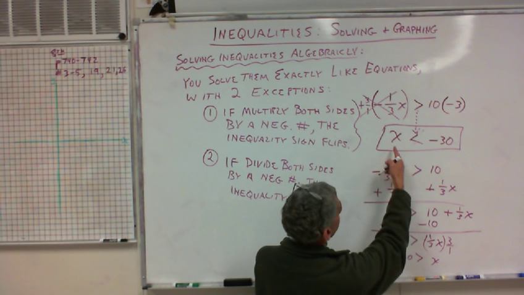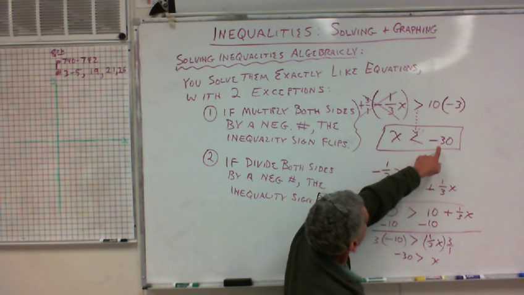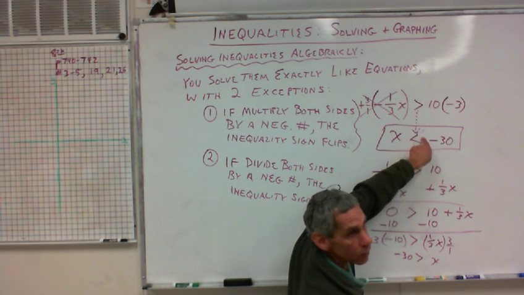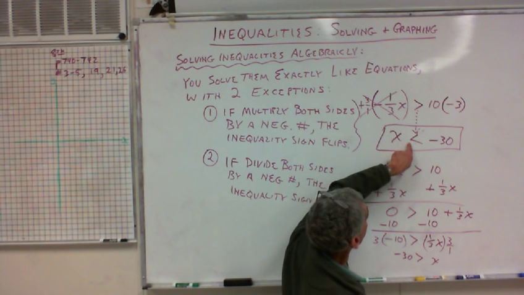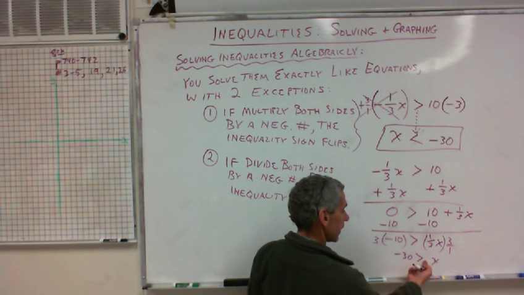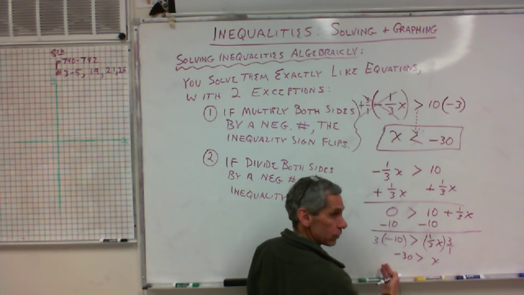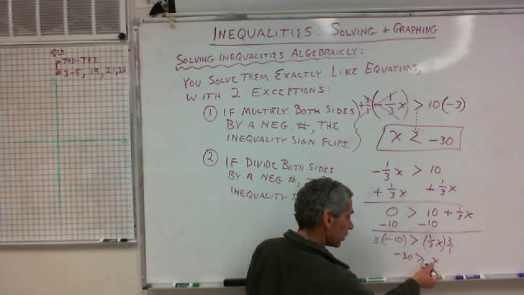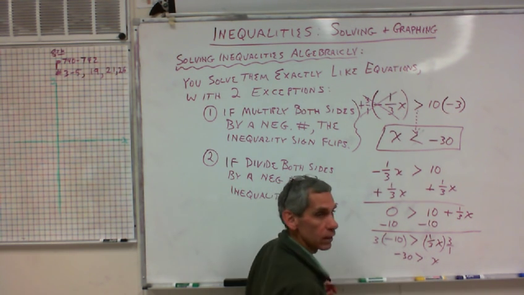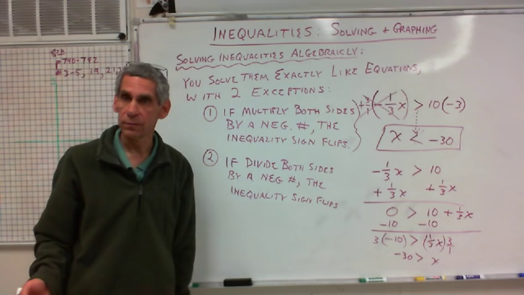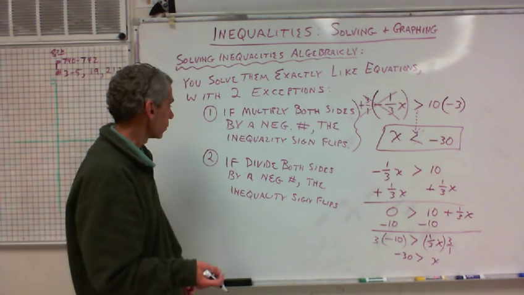What did I get? Where's my answer? X, negative 30 is bigger than x, right? Or x is less than negative 30. X is less than, if I read it from the right to the left. You see what I'm doing? Yeah. X is smaller than, because the point's facing the x, negative 30. You get it? Make sense? All right, so that's one.